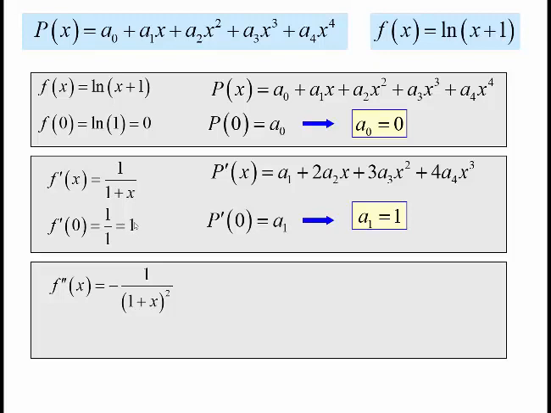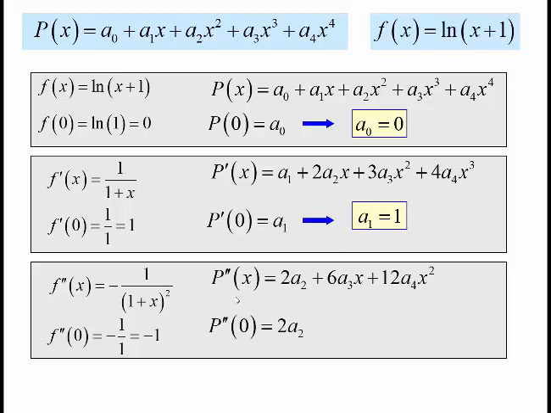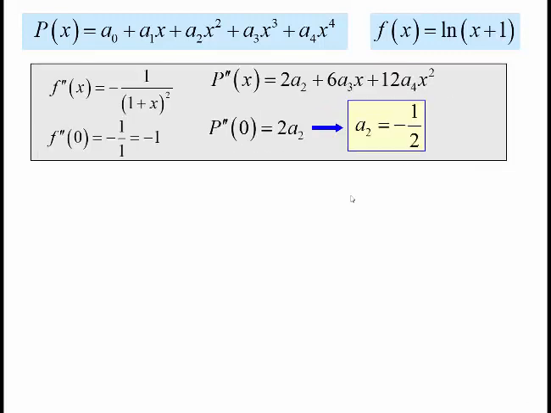Now I get the second derivative. Again, I plug in 0, I get negative 1. Now I'm going to take the second derivative of the polynomial. When I do, I get the following. Now when I set this equal to the value at 0, I get 2 a sub 2. So solving, 2 a sub 2 I want to be equal to negative 1. So divide the 2 over, and a sub 2 is equal to negative 1/2. Now I'm going to keep following the process. All I've done so far is find a sub 0, a sub 1, a sub 2. Now I need to find a sub 3 and a sub 4.